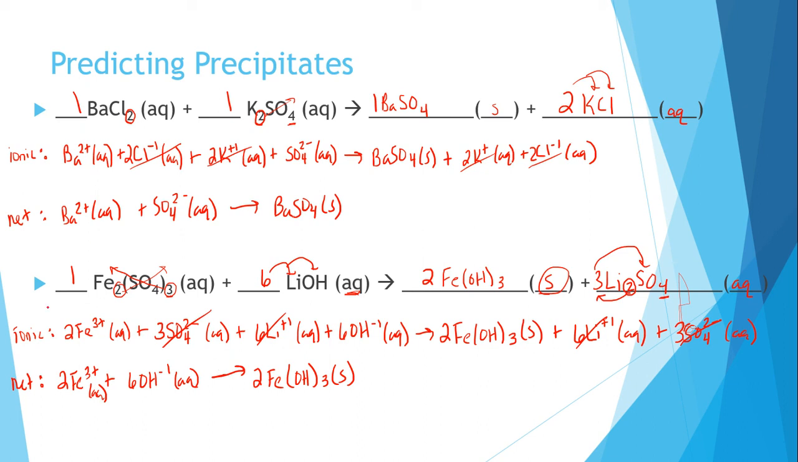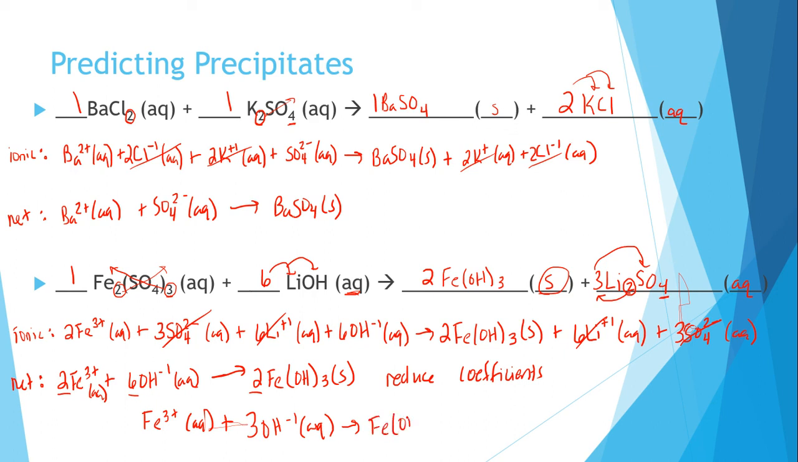Now, most people would stop here, but this is where I did this example to show you this. My coefficients out front are 2, 6, 2. We can reduce these coefficients, and this correctly written should be Fe3 plus, if I take the 6 and reduce it, this should be 3 OH negative 1 yields, and if I reduce this 2, should just be FeOH3 as a solid. So this is the reduced form.